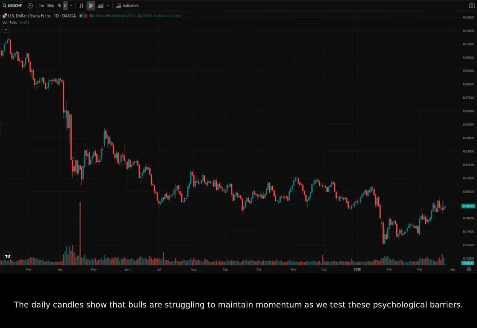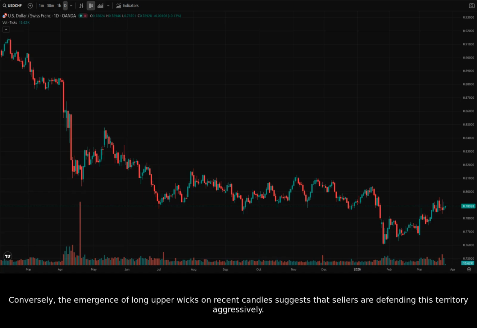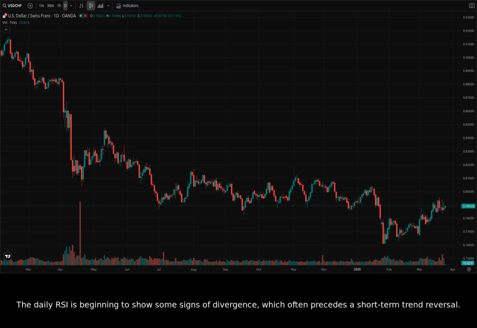The daily candles show that bulls are struggling to maintain momentum as we test these psychological barriers. If the daily close can settle above 0.7950, it would signal a major bullish continuation towards 0.80. Conversely, the emergence of long upper wicks on recent candles suggests that sellers are defending this territory aggressively. The daily RSI is beginning to show some signs of divergence, which often precedes a short-term trend reversal.